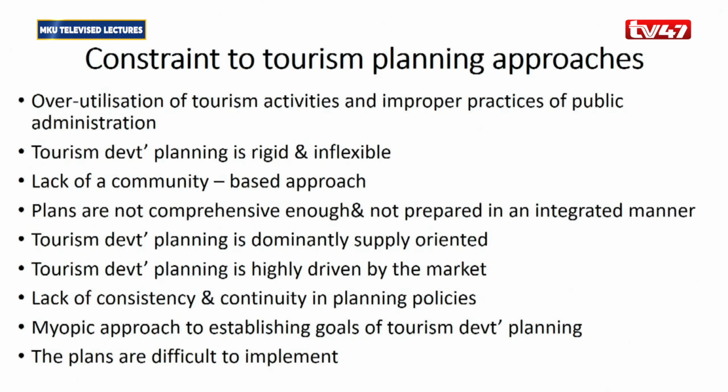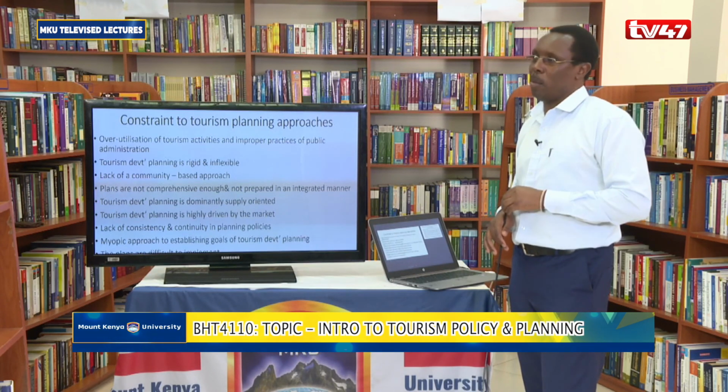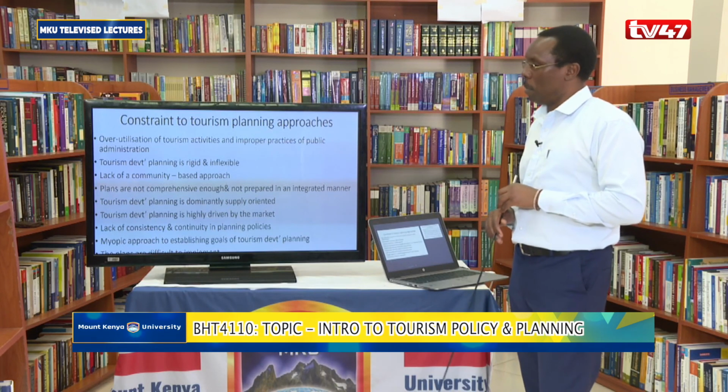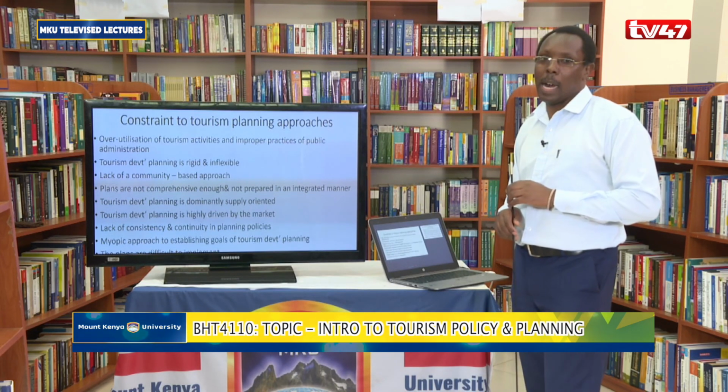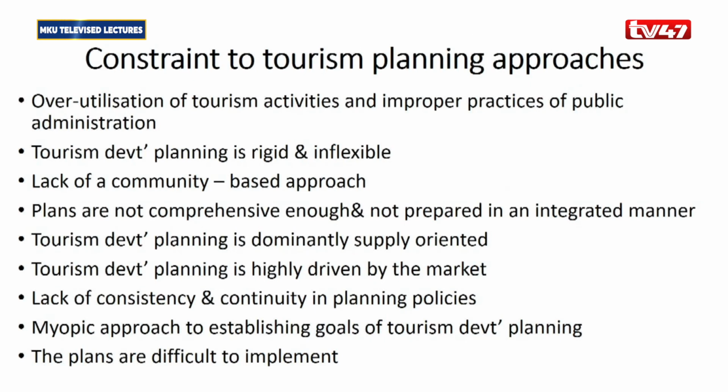So when you fail to identify the carrying capacity of a destination, then you'll have overutilization of tourism resources, and that is very detrimental. Another key constraint is lack of community-based approach. So when we are planning, we always say that it's good to have what we call the bottom-up approach, whereby you start from the grassroots moving forward. And if that is not followed, then it means that the community is not part of the equation. And if we entrench a top-down approach, then the community will feel they are not part of the planning process. So for us to be able to plan appropriately, it is always important for us to make sure that the community is squarely involved.